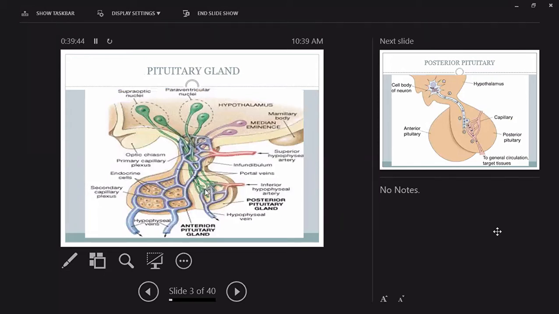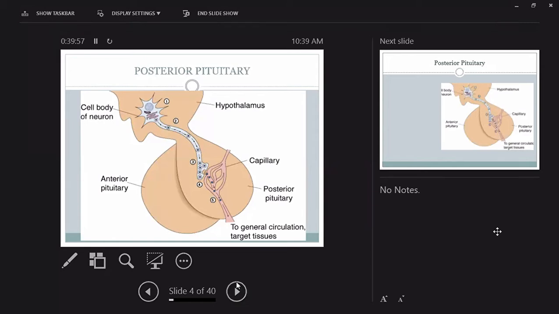And that is where they are stored, because they are neural tissues needed by the body. And the hormone goes into the capillary and to the general circulation and to the target tissues. For example, your antidiuretic hormone, your vasopressin, acts on the kidney. So it goes to the kidney.